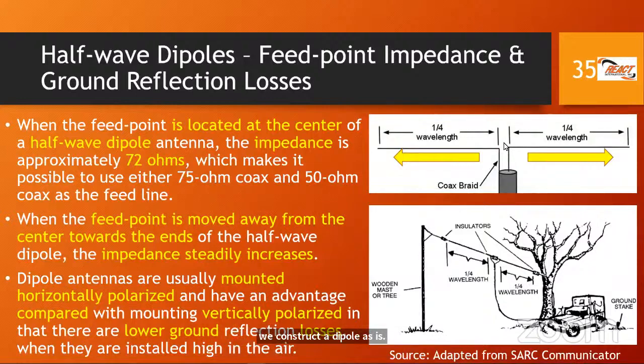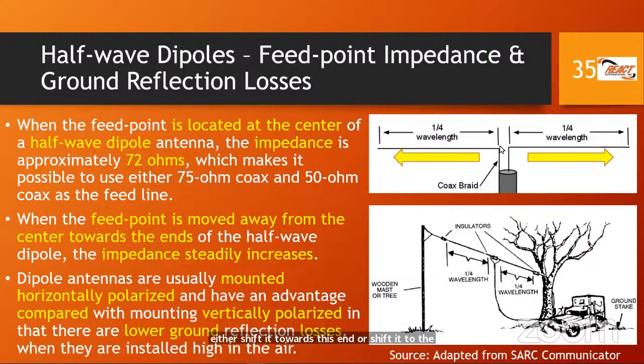But we need to be aware that we can move this feed point away from the center. Remember for a half-wave dipole, either leg is a quarter wavelength long, but we can choose to make one of them shorter than a quarter wavelength and the other one longer. As long as the total is half a wavelength, we can do that, and we call that moving the feed point. We can shift the feed point in either direction, either towards this end or towards the other end.